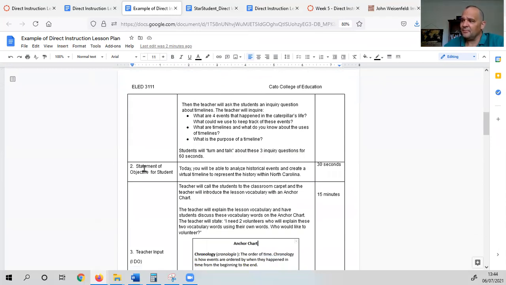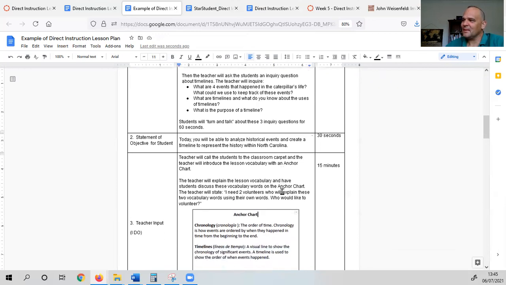Then in this second part, you see I have put the objective in a kid-friendly way. You will be able to analyze historical events and create a timeline to represent history within North Carolina. Maybe it might still be a little bit too adult friendly, but anyway, put it in a way that works for kids, but use your strong action verbs still.